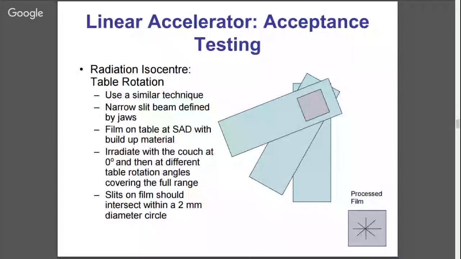Of course, the other degree of freedom we have is the couch, the patient table rotation. We can do a similar measurement here. We do the star test, as we call it, similar to the one we did previously. This time, instead of rotating the collimator, we actually rotate the couch, and that allows us to get a similar sort of star pattern on the film. Again, we're looking to see that these slit beams all intersect within a very small 2 millimeter diameter circle, for example, or whatever the tolerance is in your acceptance testing and commissioning protocol.